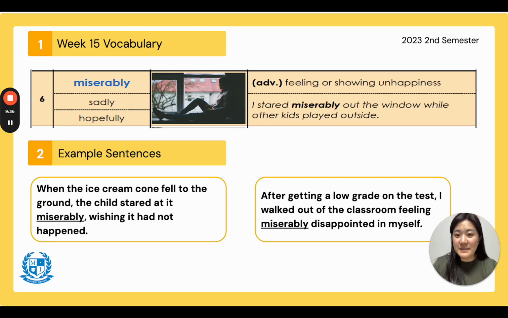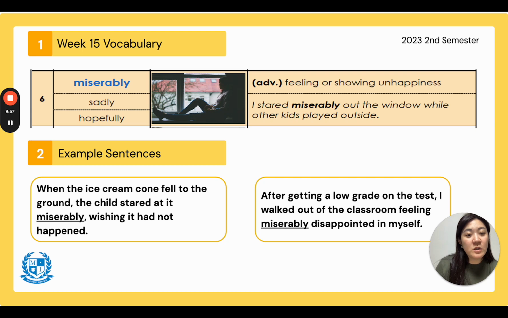Good. Example sentence 1. When the ice cream cone fell to the ground, the child stared at it miserably, wishing it had not happened. Like, and then bloop, it fell on the floor. I'm so sad. I'm just looking at it like, so sad, miserably.